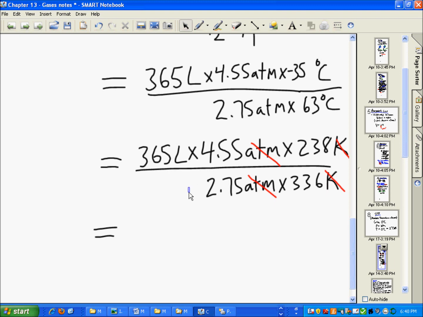You'd have to put everything in brackets. If you want to do that, you have to put everything in brackets on the bottom. Everything on the bottom should be divided. Everything on the top should be multiplied. So if you do 365 times 4.55 times 238, divide by 2.75, divide by 336. If you don't divide by 336, if you do times 336, you're basically moving the 336 up to the top of the equation, unless you put everything in the bottom in brackets.